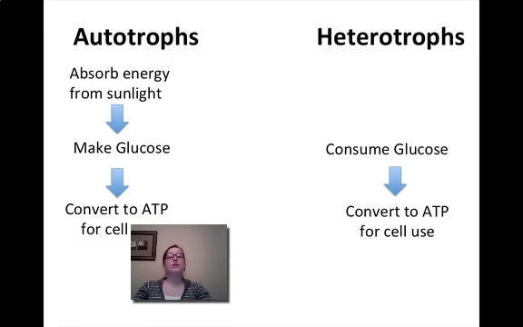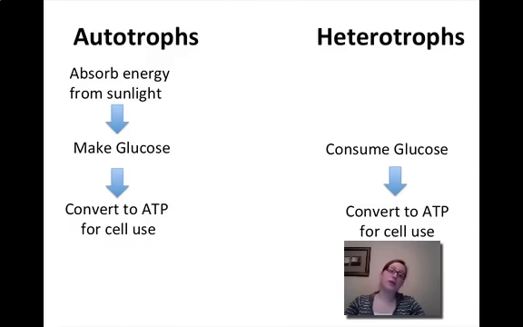All right, so let's go back to autotrophs and heterotrophs and look at how this happens. Autotrophs are going to be absorbing energy from the sunlight. They're going to make glucose from that energy, and then they're going to take that glucose and convert it into ATP for the cell's use. Heterotrophs, we skip the sunlight, okay? We do not absorb sunlight energy. Instead, we're going to consume our glucose. And then once we have it inside, we will then convert it directly for our cells to use.